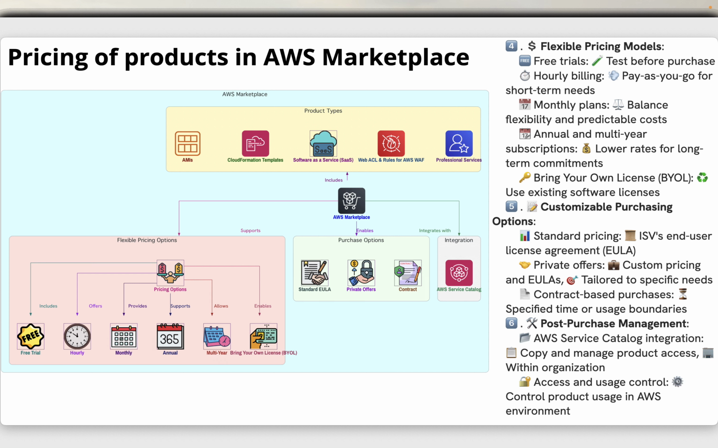And last thing to be aware about is post purchase management. So after subscription, buyers can efficiently manage their purchases. AWS Service Catalog integration allows copying and managing product access within the organization, and buyers can control how products are accessed and used in their AWS environment.